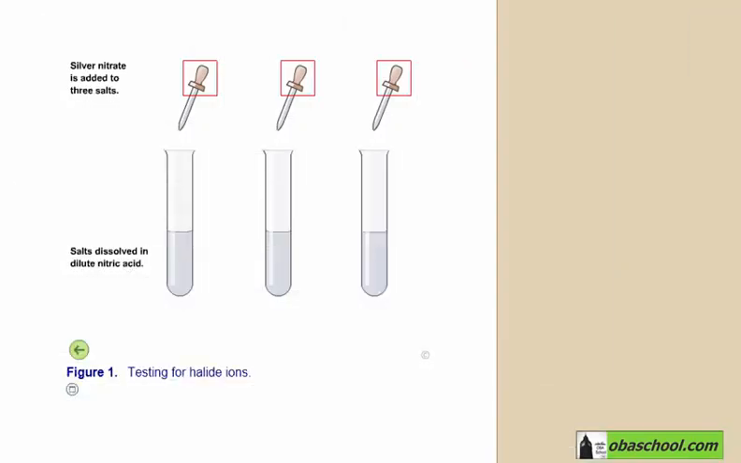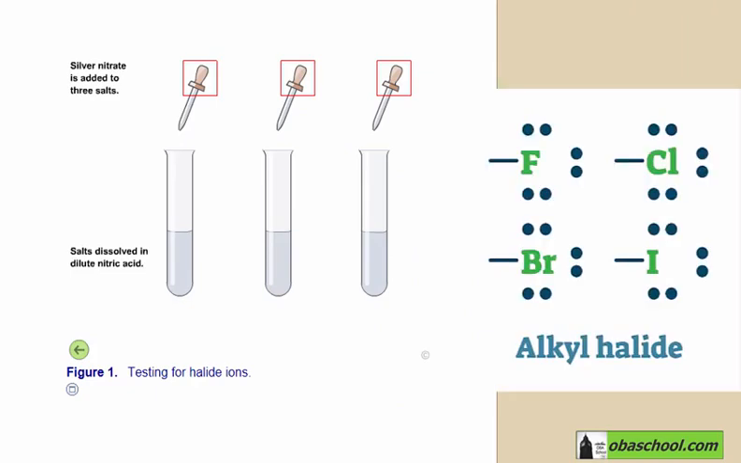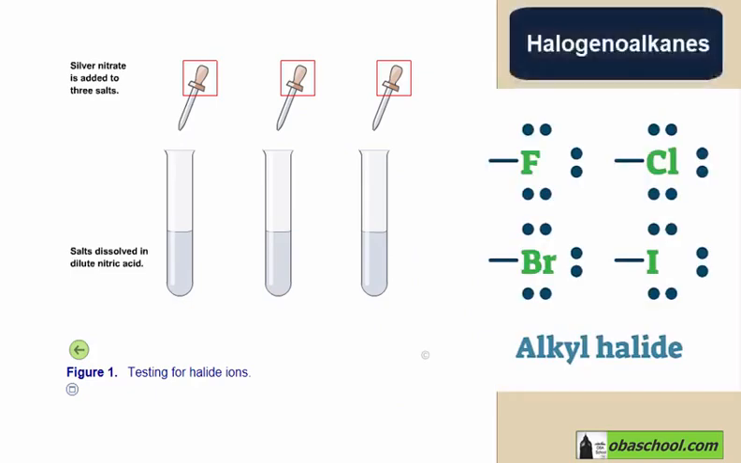In this presentation, we will explore how to detect the presence of the functional group of alkyl halides, also known as halogenoalkanes. So we have a hydrocarbon chain, and we have one of the halogen atoms bonded to this chain. So actually, we are testing for the presence of bromine, chlorine, or iodine.